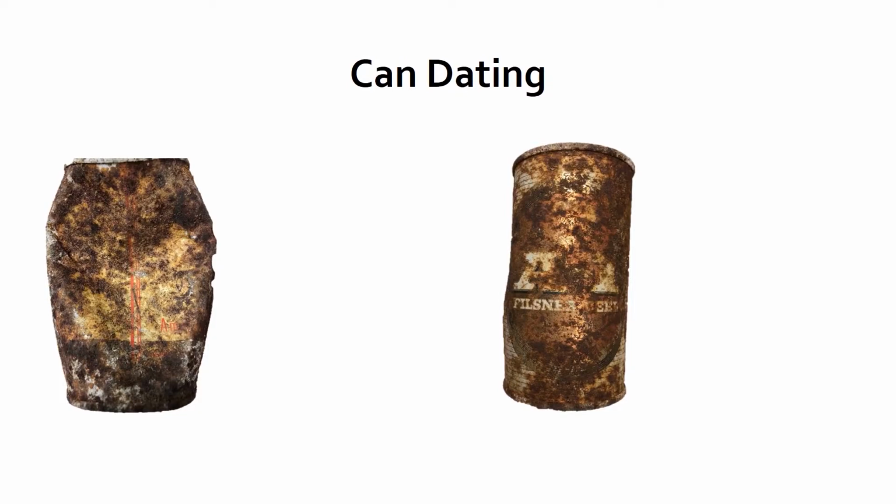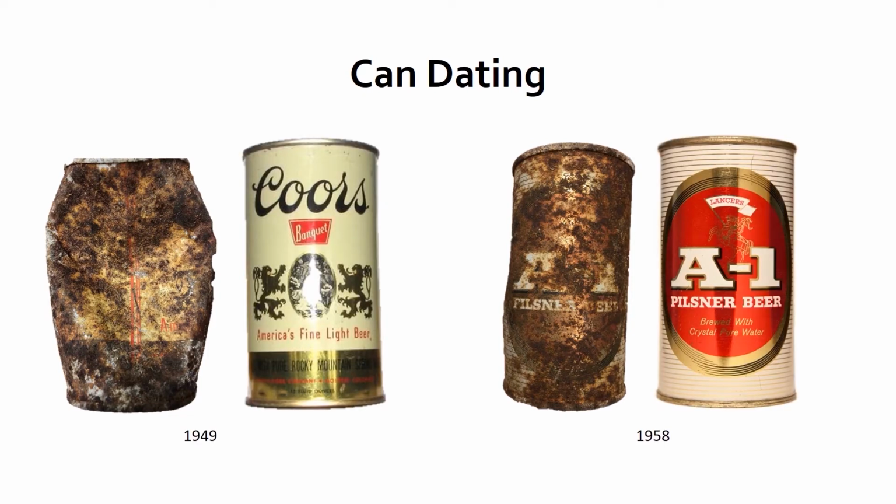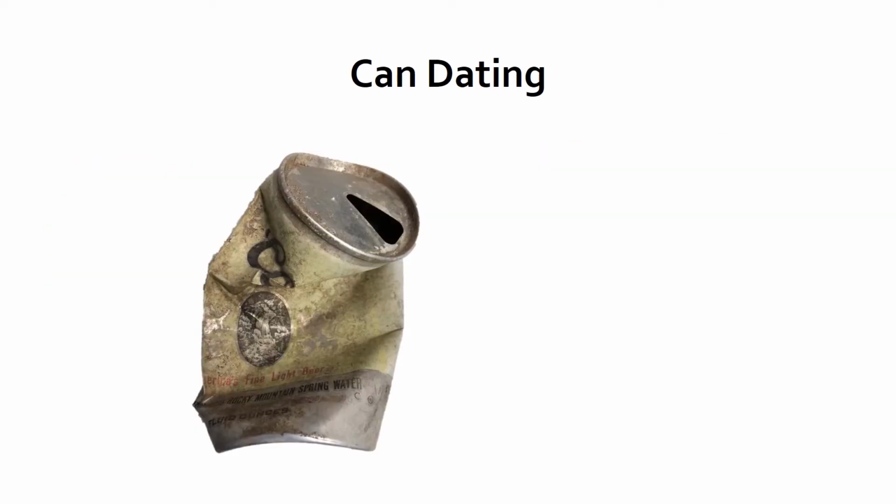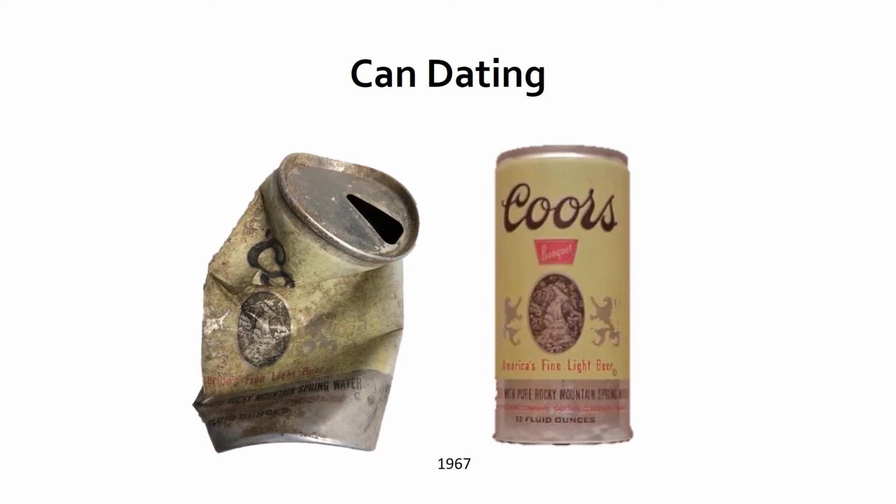We don't get cans with pretty labels on them very often in the field, if at all. So usually what you come across are cans that are in this condition. Archaeologists can take what little clues that we can find of the label, the way it was opened, the way the can was manufactured, and find out which cans they were. So this is a 1949 Coors can and a 1958 A1 Pilsner. This is a 1967 Coors can.